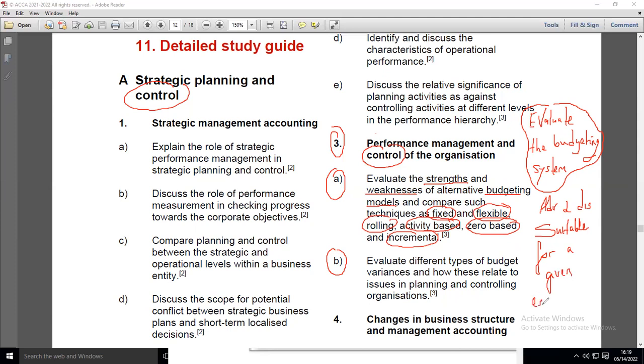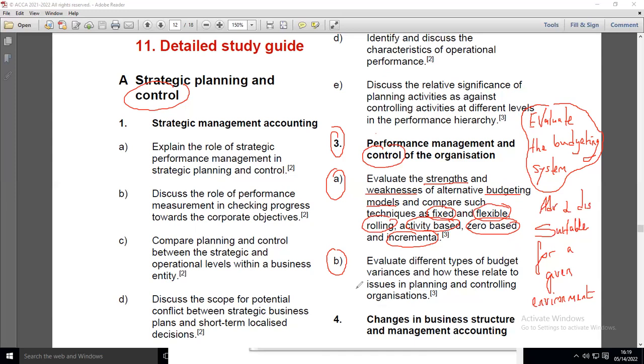So here your role is not to prepare budgets per se. Your role is to evaluate whether a particular budgeting system is suitable or not.